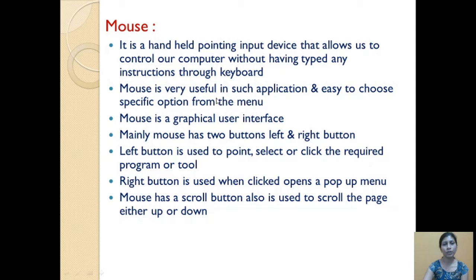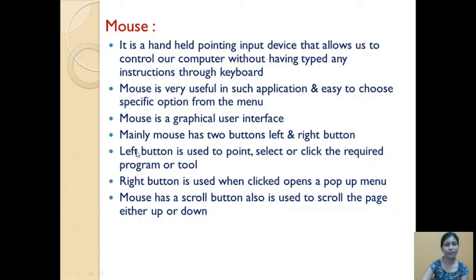If you want to show anything, we use the mouse to point at any particular word. Mouse is a graphical user interface. Mainly the mouse has two buttons. We have seen in the figure there are two buttons, right button and left button, and in between the two buttons there is a scroll bar to move the page up and down.